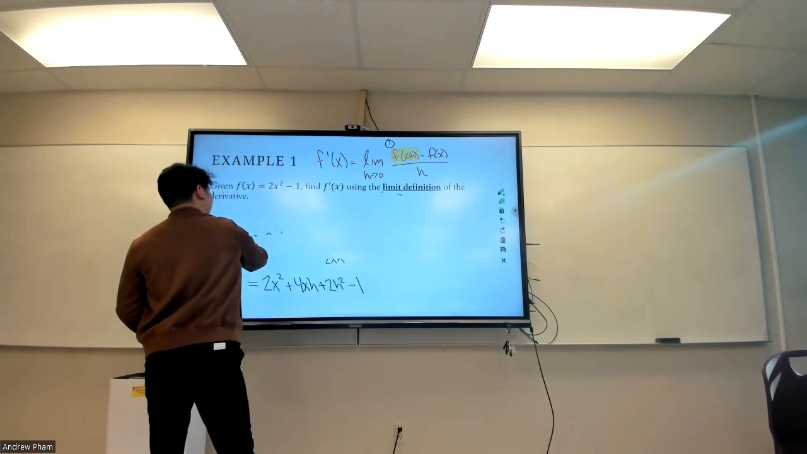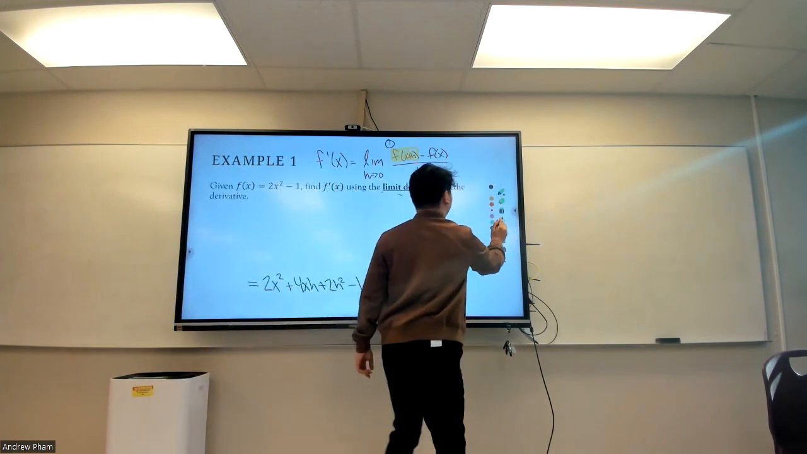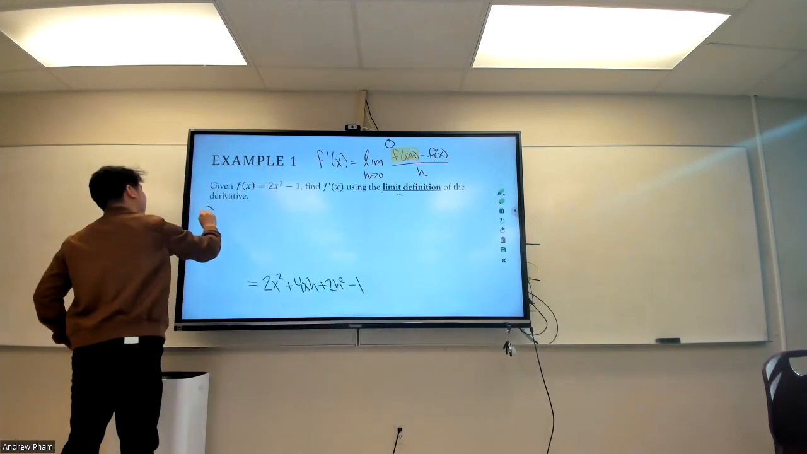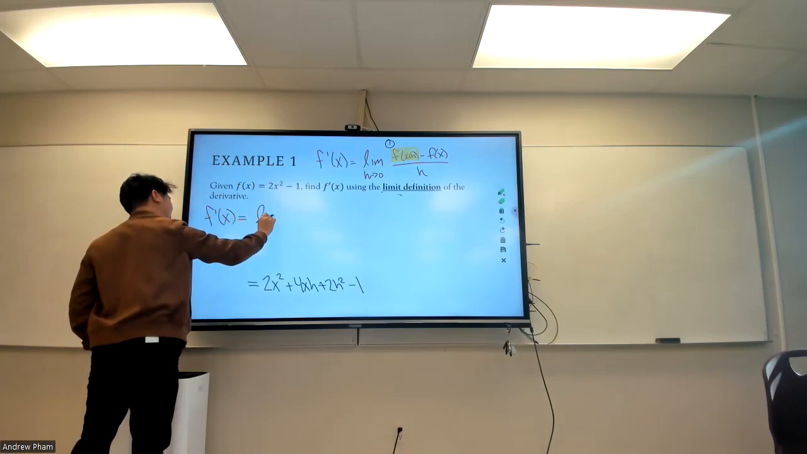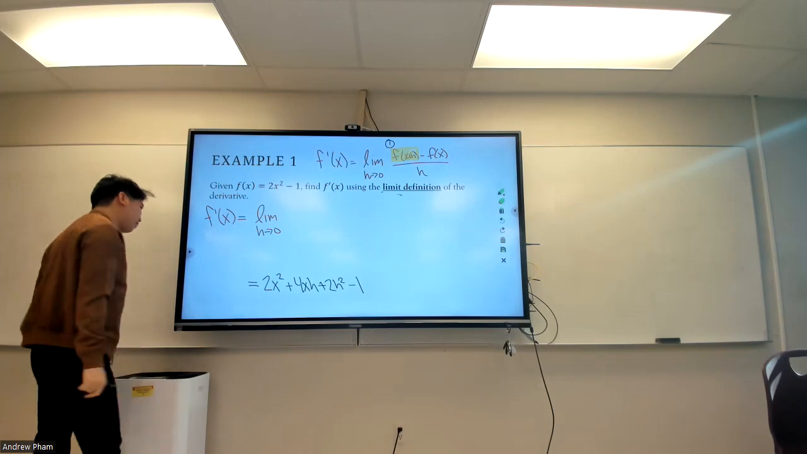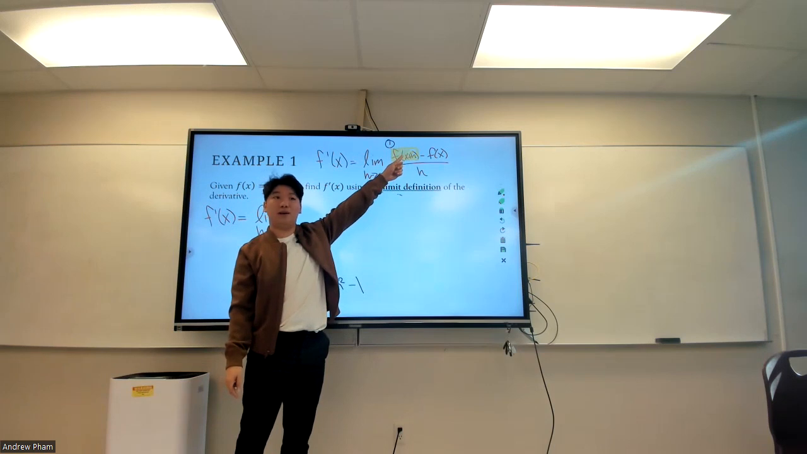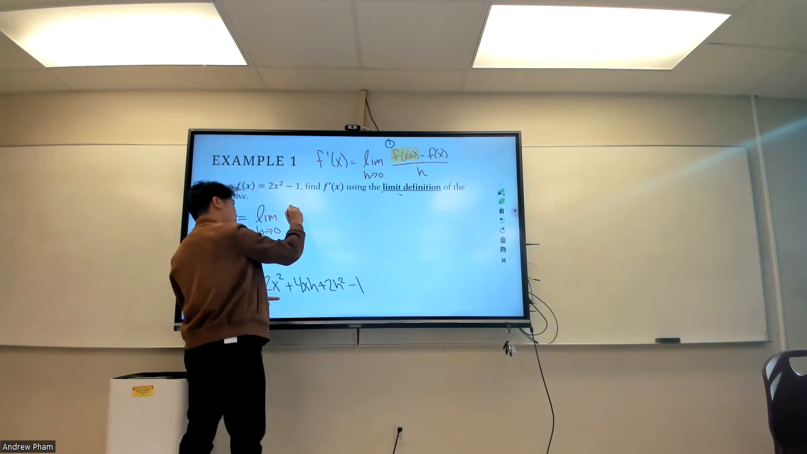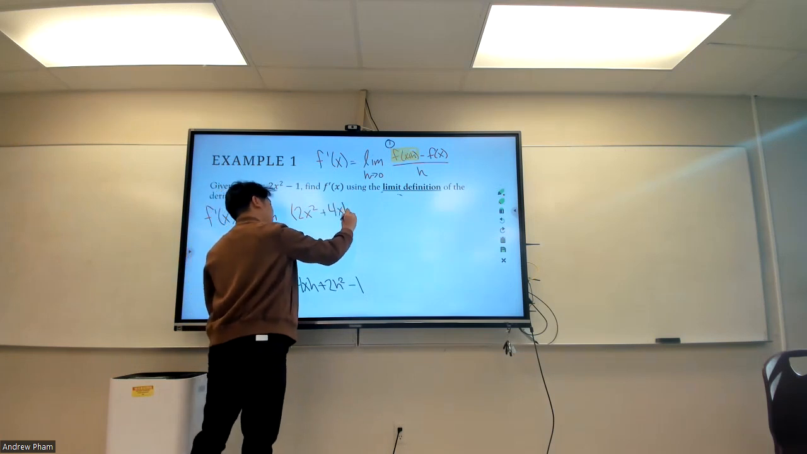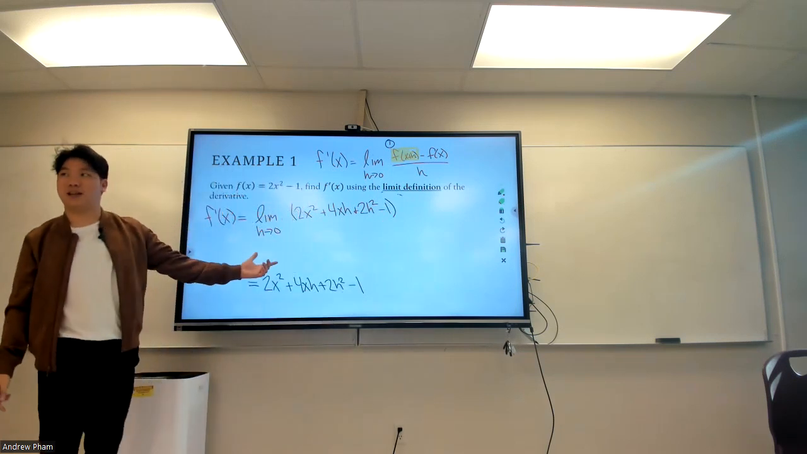So if I want to find the derivative of the function, let's go back to this color. If I want f prime of x, I know I'm taking the limit as h goes to 0 of f of x plus h. That's what we just found earlier down here. So what I have highlighted is 2x squared plus 4xh plus 2h squared minus 1. That's my f of x plus h that we've been working with.